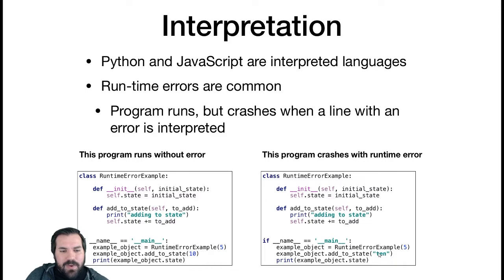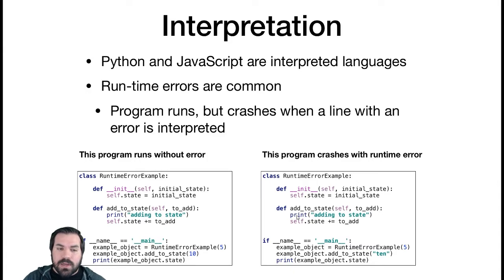We're going to have the same program over here, except we're going to have, in quotes, a string 10 instead of the number 10. Now the program runs. Since this is interpreted, it's going to start at the start of our program, the start of our main method, run this line, which runs this line, then runs this line. It's going to print adding to state. That will be printed out.